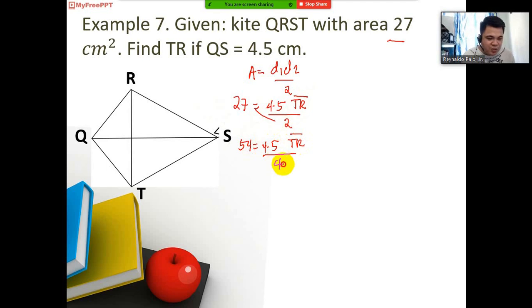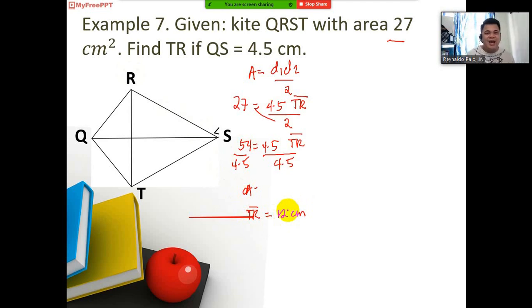Then divide both sides by 4.5. What is the answer? Is it 12? 54 divided by 4.5, of course it is 12. So therefore, segment TR is equal to 12 centimeters. Do not put square centimeters because it's not the area, it's just one of the diagonals. So one of the diagonals, which is segment TR, measures 12 centimeters.